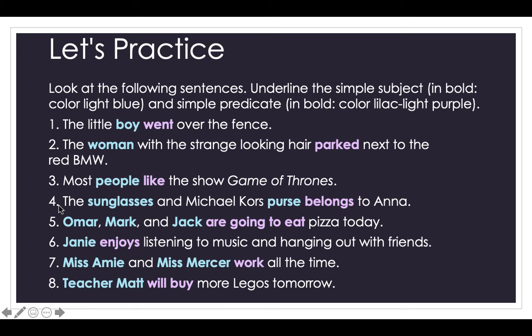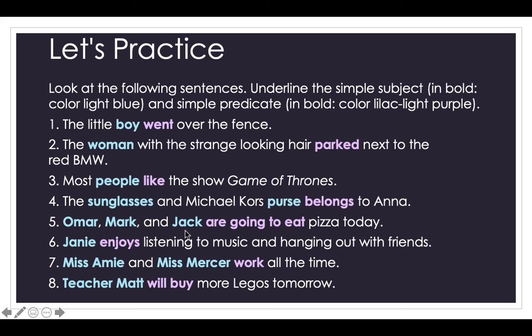Number 4, the sunglasses and Michael Kors purse belongs to Anna. Sunglasses and purse, we have 2 simple subjects here. There's 2 main nouns, but then the complete subject is this whole thing, the sunglasses and Michael Kors purse. Belongs to Anna. Belongs is the verb, or it's the simple predicate. Belongs to Anna is the complete predicate.